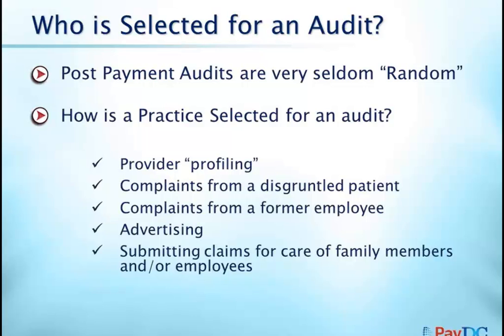In any case, complaints from a former employee, advertising, and then, of course, submitting claims for family members or employees and so on. A lot of policies actually have clauses in them that you can't treat direct family members and so on, or for reimbursement. So we want to keep an eye on those things and understand that these are the top ways that we are selected for an audit.